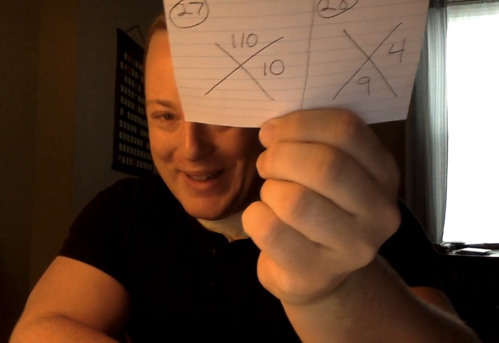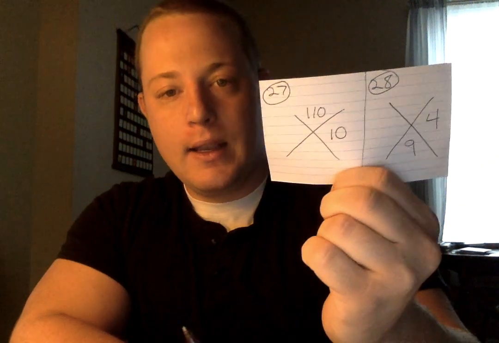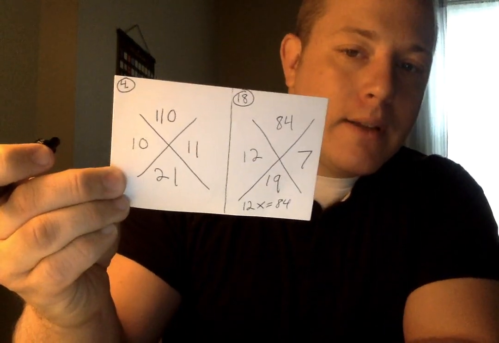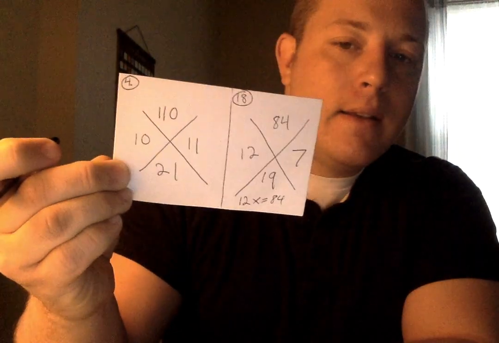Let's go to number 27. Here's a hint: it's the same as number 4. We have nothing on the left and 10 on the right and 110 on top. So if we have x times 10 equals 110, what did we learn earlier? What times 10 equals 110? 11. So that one's pretty easy if you just remember what problems you did before.